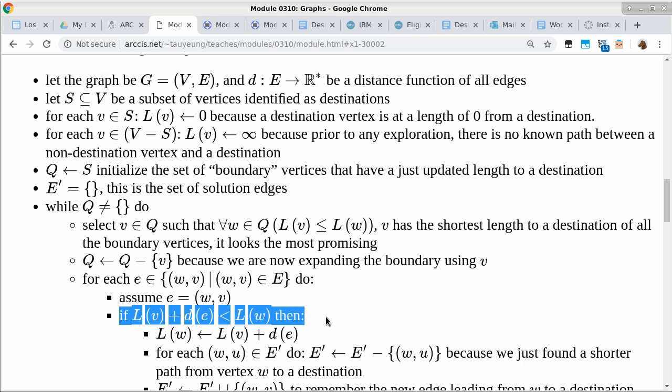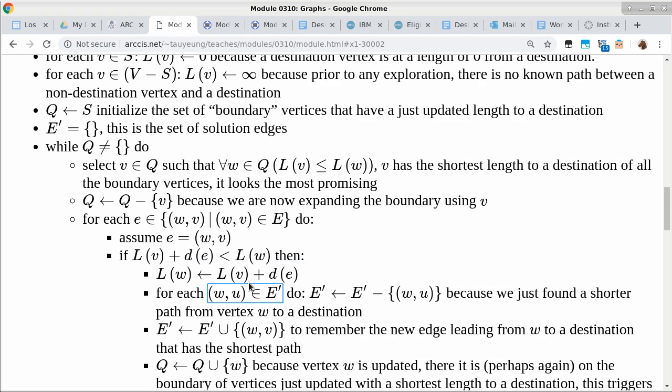Okay, so we are now looking at a particular path of W going to a destination through vertex V. But why is it important to know that this is less than the length of the currently known shortest path from W to a destination? Why is that important? Because now you have a new shorter path, okay? So when this condition is true, it means we just found a shorter path. Well, what do we do when we find a shorter path? Well, we want to maintain that, right? We want to remember that shorter path.